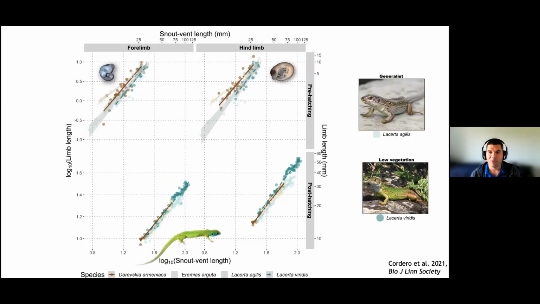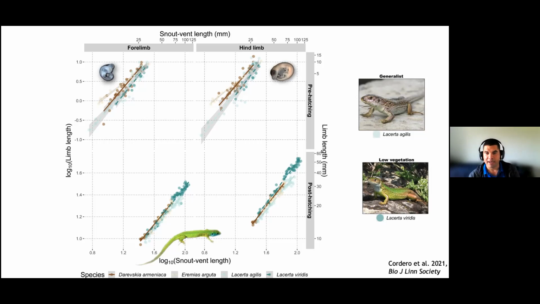So very briefly, what we found was that the relationships between limb length and body size were highly conserved. But what we did find was that in our Lacertini species, a low vegetation specialist, adult limb length is determined by a slight shift and a slight increase in the growth rate of the hind limb.